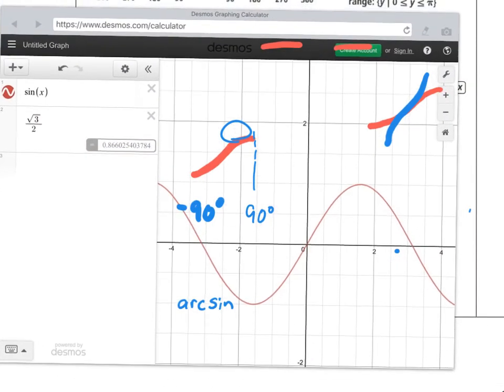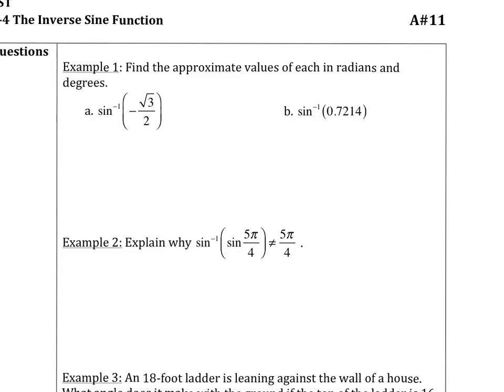In fact, Desmos itself uses arcsine, as we can see here if I go into the functions. You see that arcsine is being used there. For each one of these, you're going to do the exact same thing that we've done before with our calculator. All you need to do is plug this in, change the mode on your calculator, and then redo the problem.